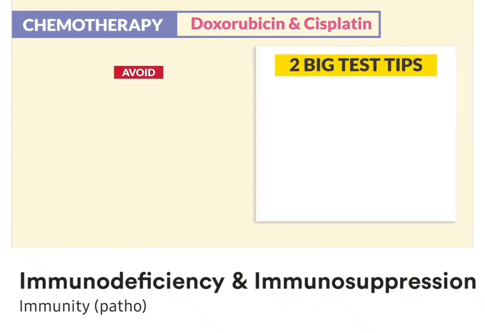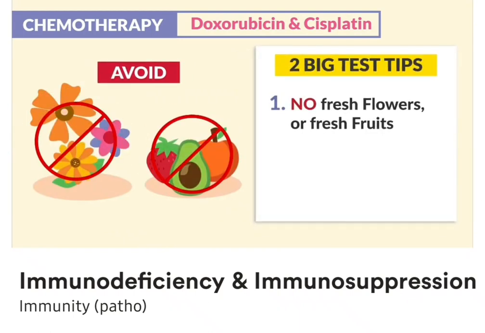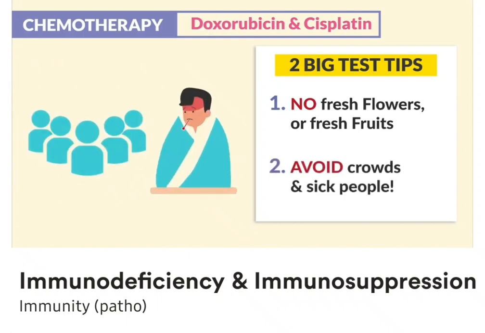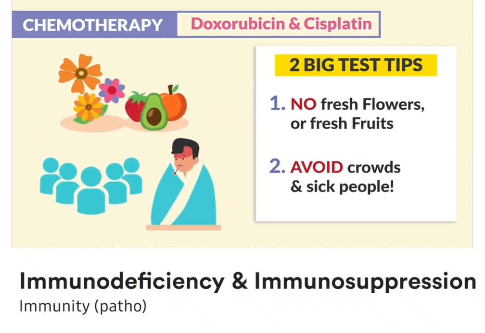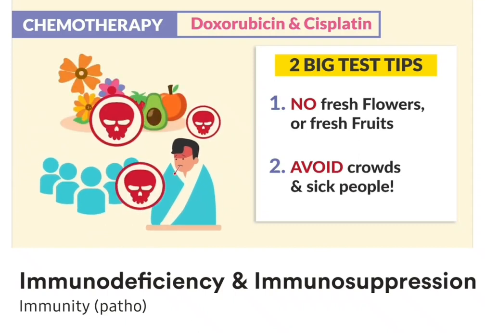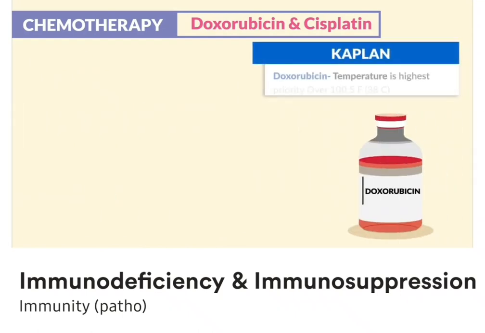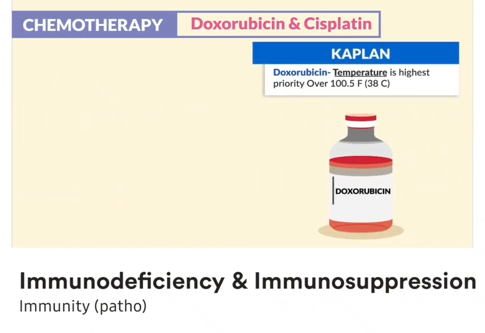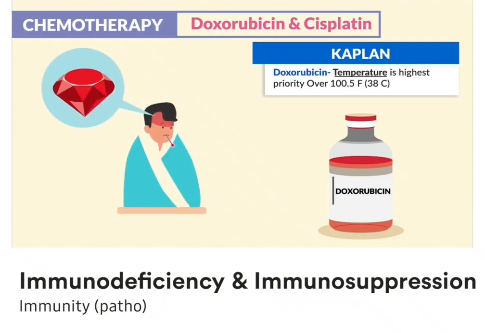So, 2 big test tips to know is no fresh flowers and no fresh fruit. And we always avoid crowds and sick people who are immunocompromised. Typically, these 2 come up a lot on question banks, since they can be the most deadly. Now, Kaplan mentioned this, saying that doxorubicin temperature is highest priority over 100.5, or that 38 degrees Celsius. Yes, it's over 100.3, so it's very priority. So think doxorubicin, we get a ruby red body like a fever, and it's priority, guys. Fever is always priority with chemo drugs.